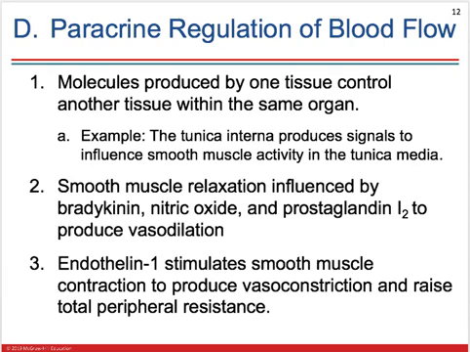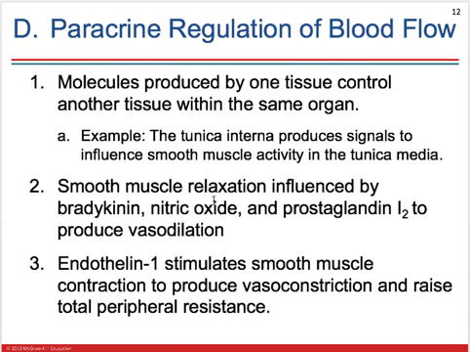So then let's look at paracrine regulation. So this is paracrine, if you remember, this is molecules released by one tissue, then locally affecting another tissue. And so, for example, the tunica interna, this is the endothelial layer of blood vessels. This can release then regulatory molecules that influence the smooth muscle of those blood vessels, the tunica media.